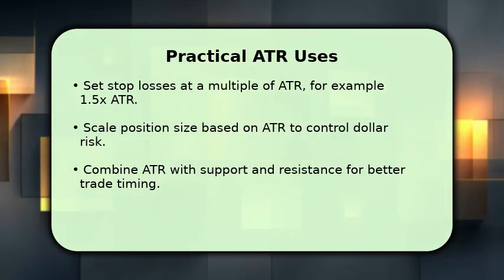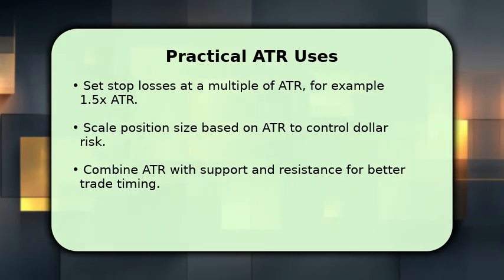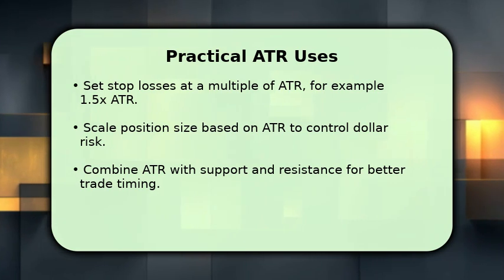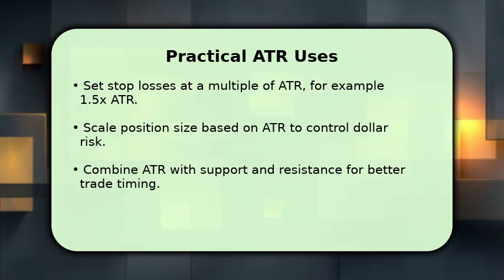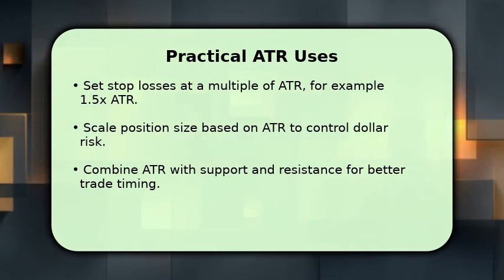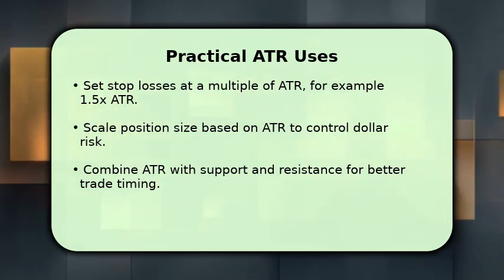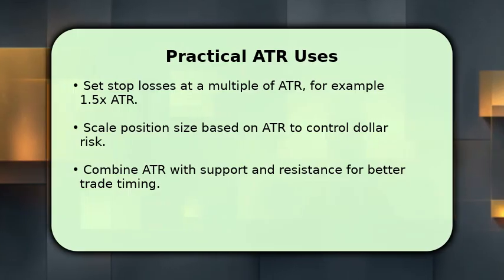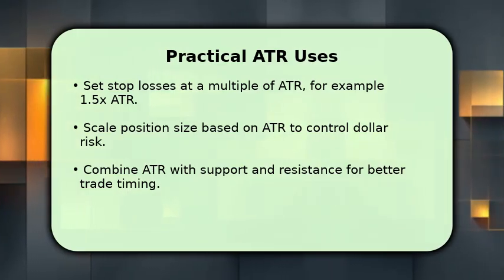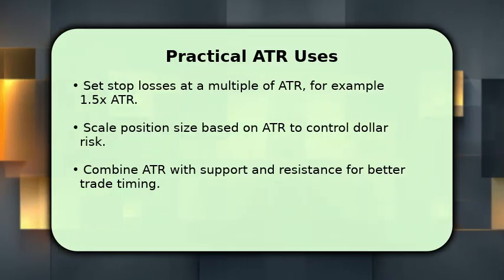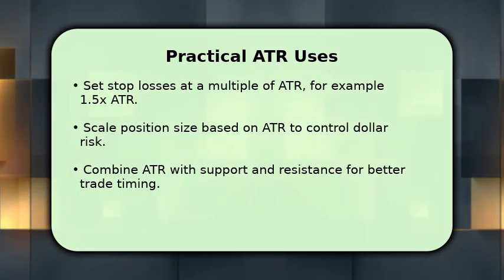Calculate stop distance by multiplying ATR by a chosen factor like 1.5 or 2, then convert that distance into dollar risk to size your position. Use ATR breakout levels to confirm entries and combine ATR with trend filters or moving averages. Track ATR across timeframes to avoid trading during unusually low volatility, and monitor ATR spikes as potential volatility expansions.